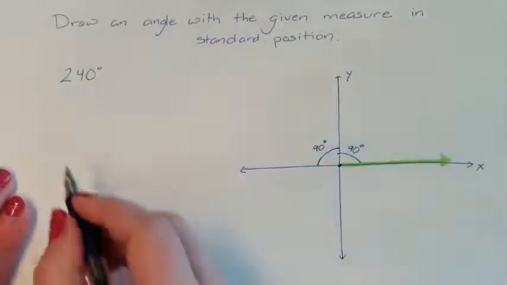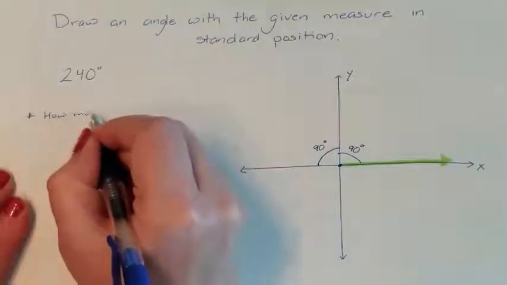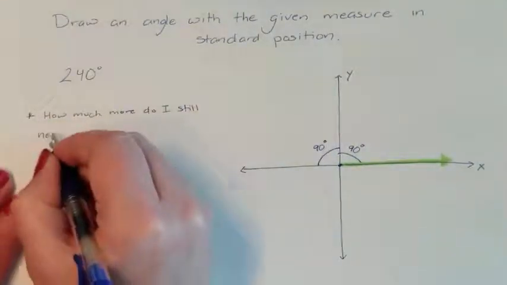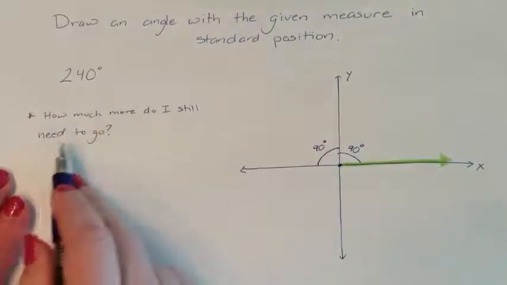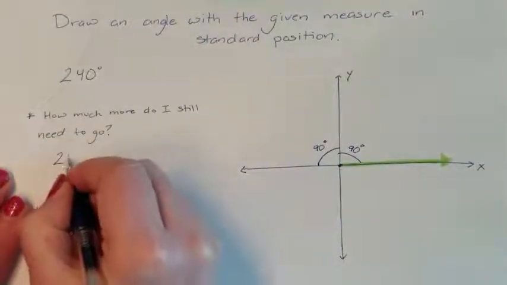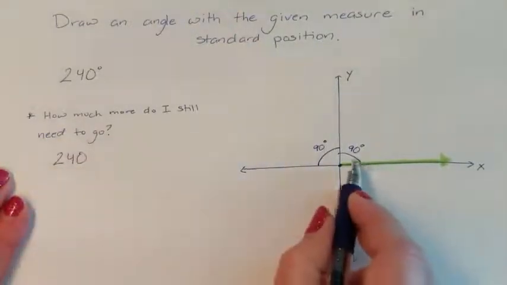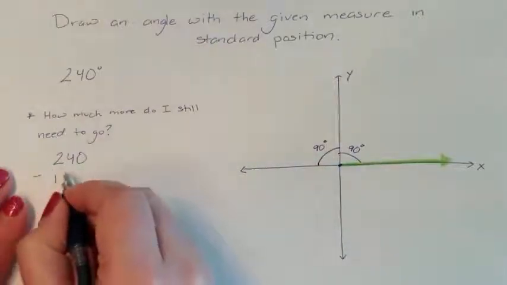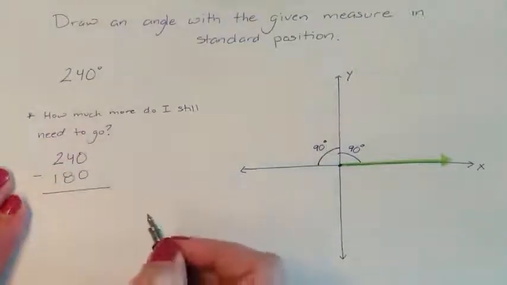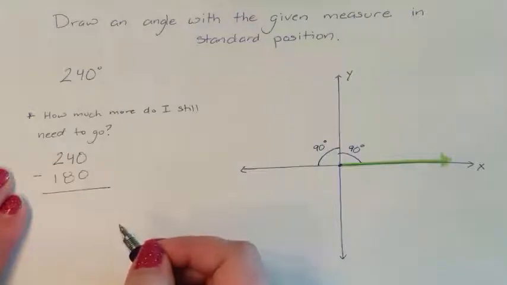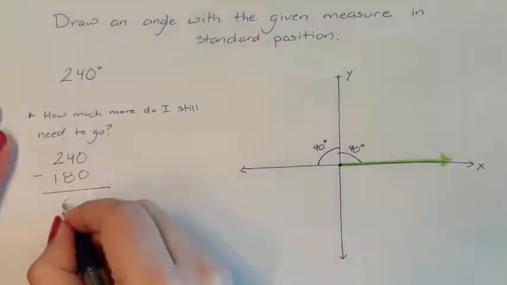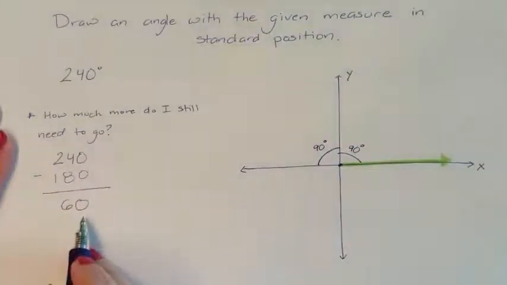So a question to ask myself: how much more do I still need to go? I had to go 240. So far, I've traveled a total of 180 degrees. How much more do I still need to go? 240 minus 180 is 60. So I still need to go 60 degrees.